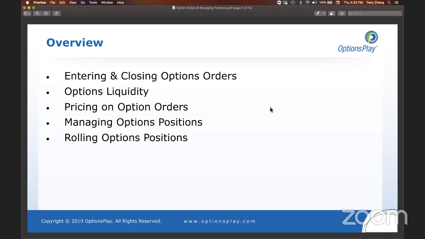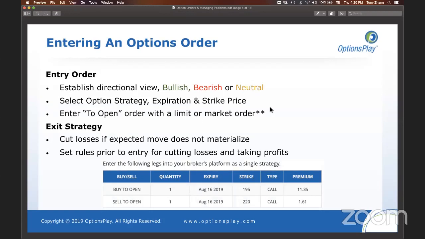So let's first start off by talking about entering an options order. A lot of times during our webinars, we talk about different option strategies: when you should use them and what the best practices are for those individual strategies. Once you have a specific strategy in mind and you're ready to place that order, let's talk about how to enter that order appropriately.